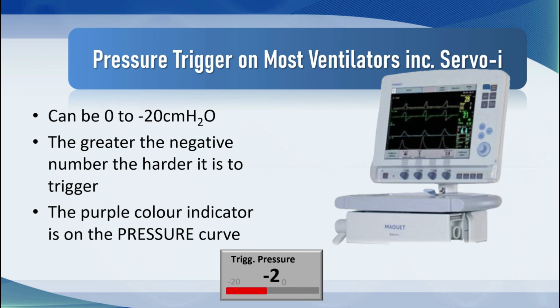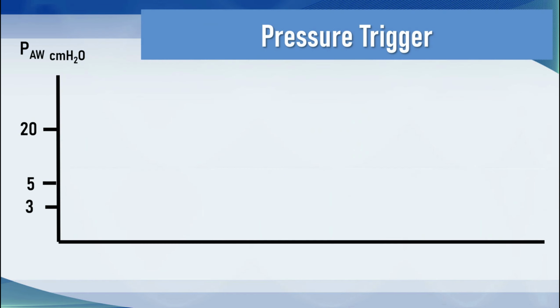For most ventilators, and in this example I'll use the Servo-i because it's got a nice little picture on the screen, the pressure trigger works between 0, which is no negative pressure, down to -20 centimeters of water, which is pretty much close to impossible for most patients that might require mechanical ventilation. The greater the negativity of that number, the harder it is to trigger. And on the Servo, the purple color indicator is on the pressure curve, not the flow curve.